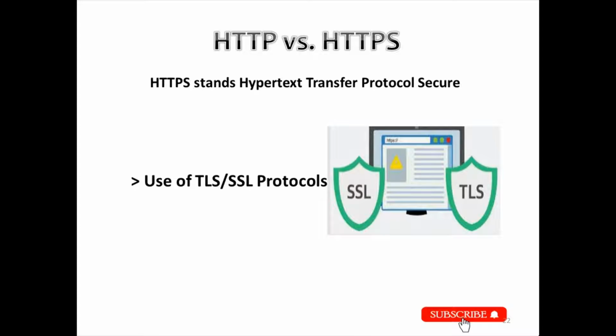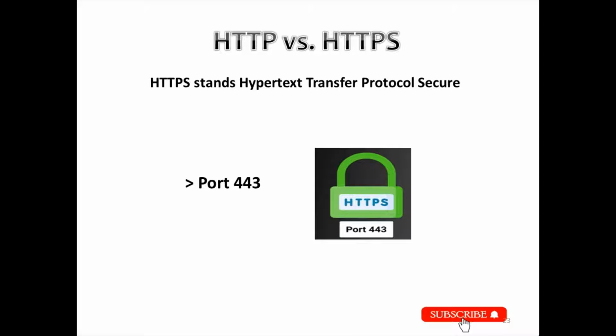HTTPS works on port 443. HTTPS uses a different port for communication than HTTP, while HTTP uses port 80 by default and HTTPS uses port 443. This port separation allows servers to distinguish between regular HTTP and secure HTTPS requests.